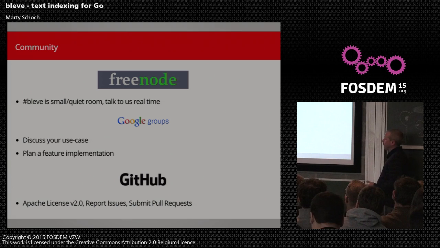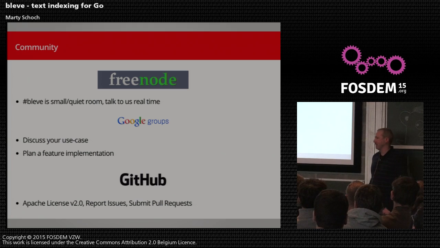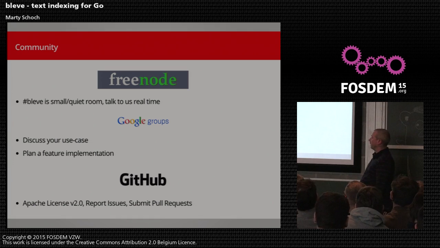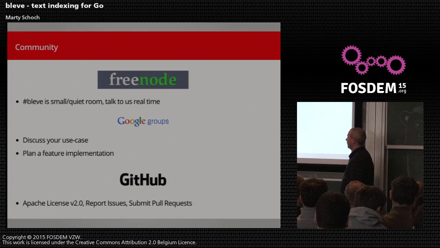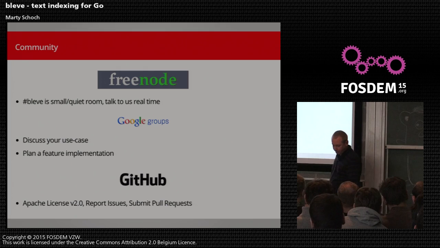So in terms of joining or participating in the community, we do have a room on Freenode, an IRC. It's a small and quiet room right now, so you can pretty easily get my attention if you need to. Google Groups we use for general discussion. If you have a use case, you're not sure how to implement it, that's the right way to do that. If you're interested in planning a larger feature, this would be a great place to join in and talk about your ideas before you sit down and write a bunch of code. And then, of course, we use GitHub, right? So this is Apache licensed, report issues, submit pull requests through GitHub.